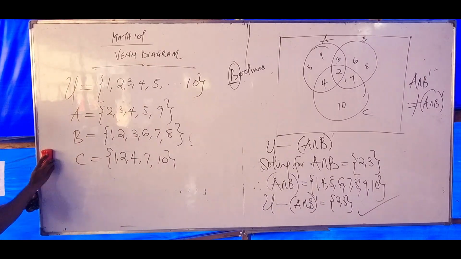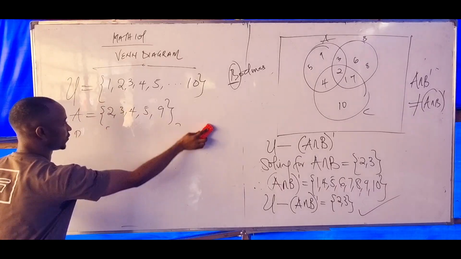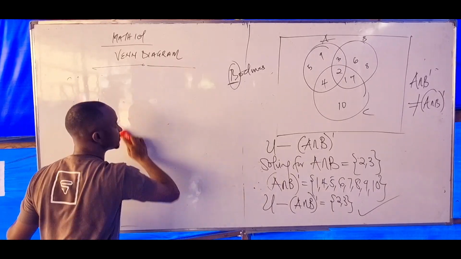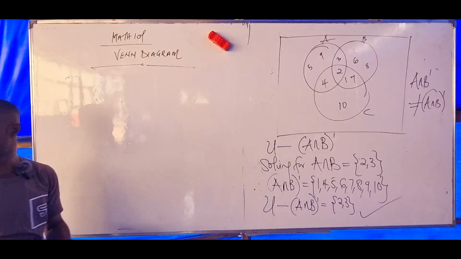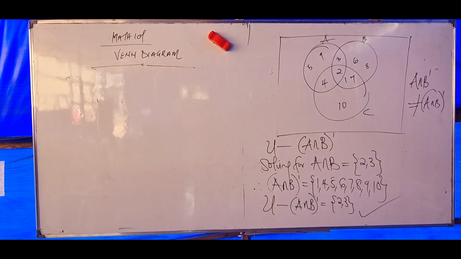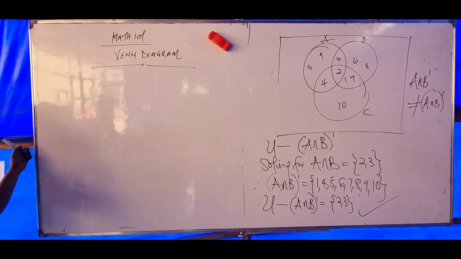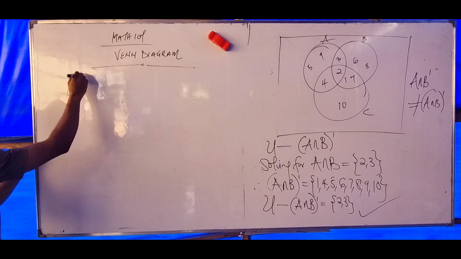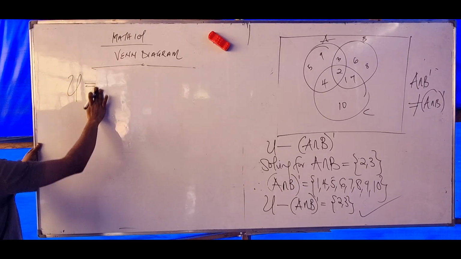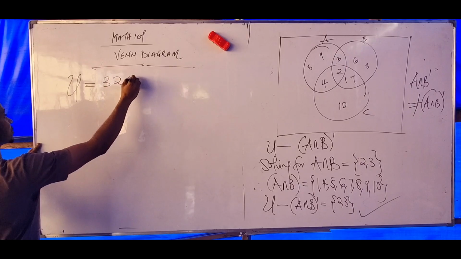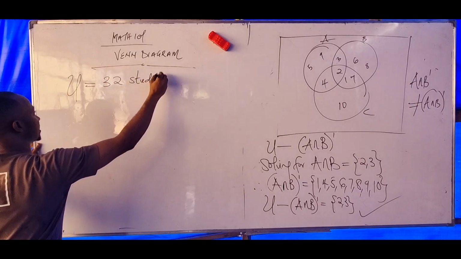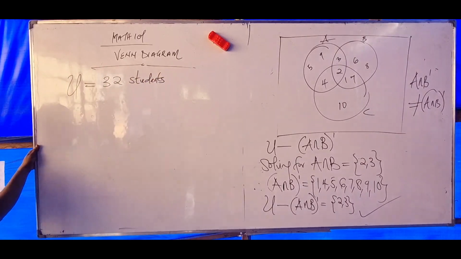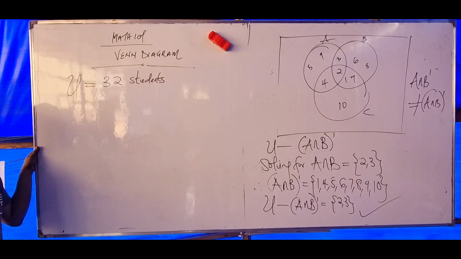I want you to understand this Venn diagram in a way that any question you see, you just match them. Now, what do we have in the question? In a class of 32 students, that's the general set. We have either physics or biology or both.